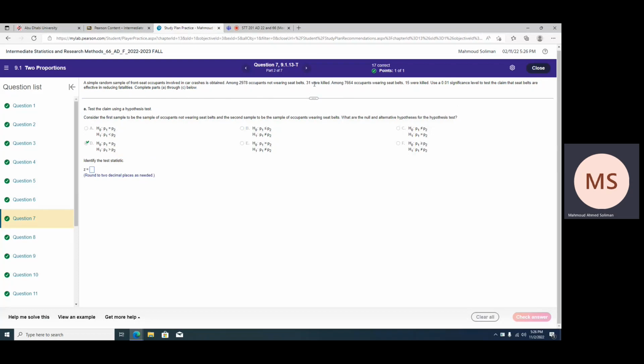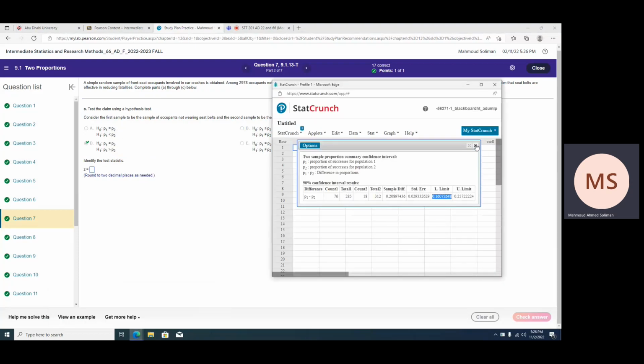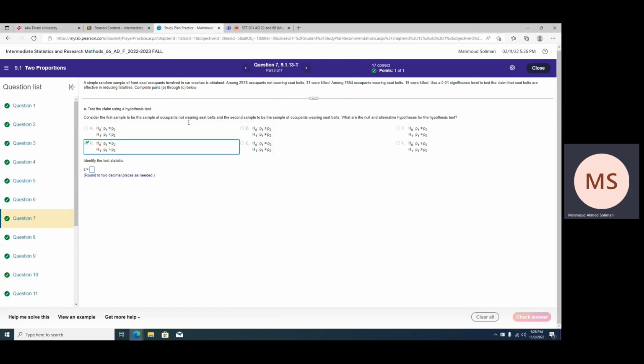The numbers don't matter. You just have to look at the claim. The words matter. The numbers don't. The numbers you're just going to write in StatCrunch. That's it. You don't conclude your hypothesis test on the numbers. This is your claim.